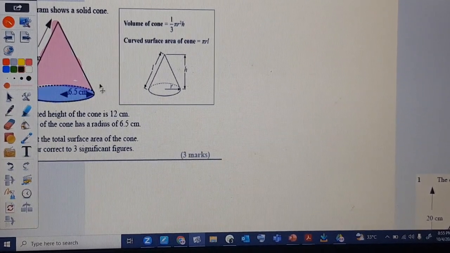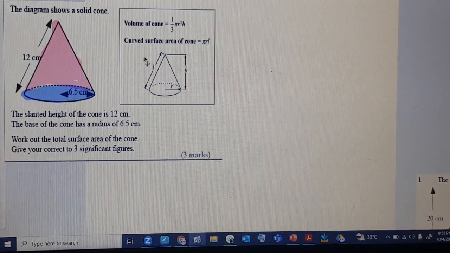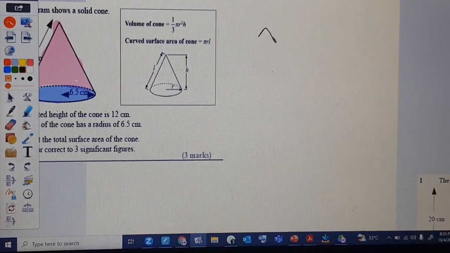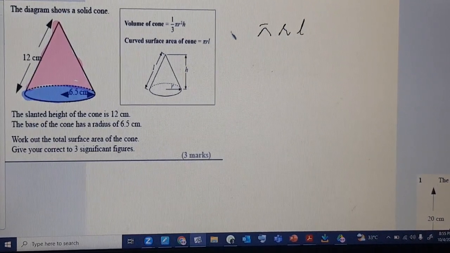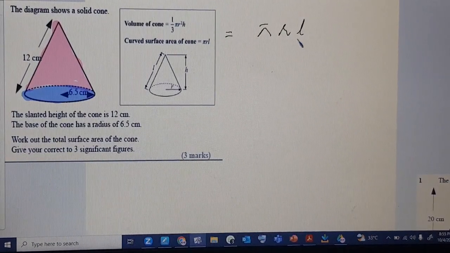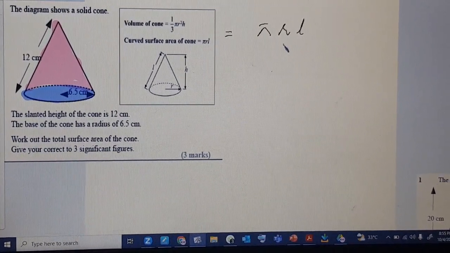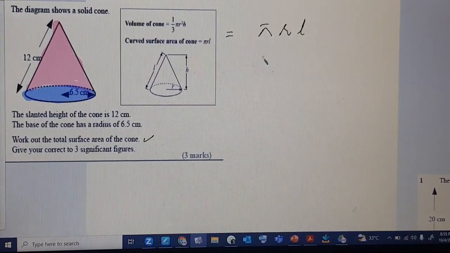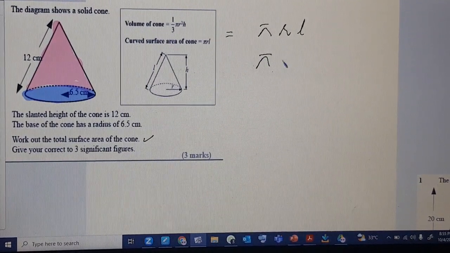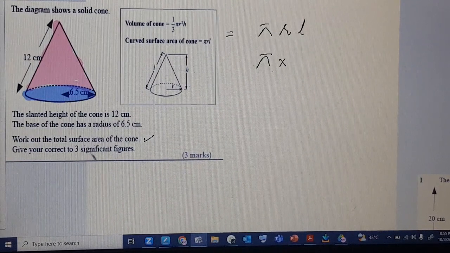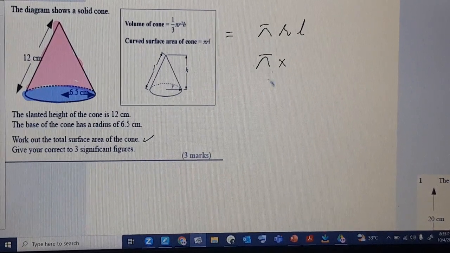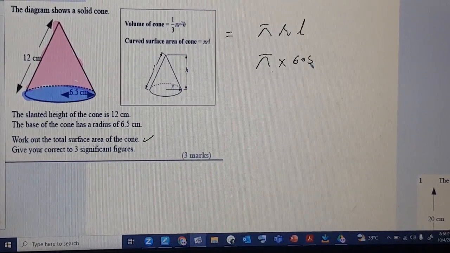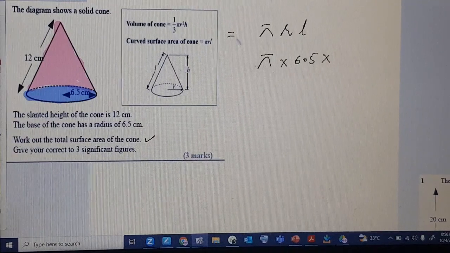So first thing first, I have to look at what is the curved surface area formula for a cone. So formula for the cone is pi r L. L is actually going to be my slant height. I want to know my actual height. So since I'm using the total surface area, pi remains the same. I'll check if I have to give the answer in pi. I know it says 3 significant, so of course I'll be solving pi. So pi times r is going to be 6.5 times L, my slant height, which is going to be 12.